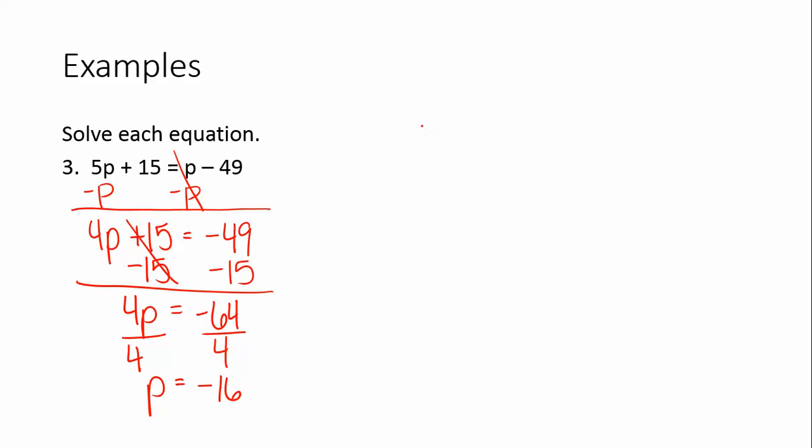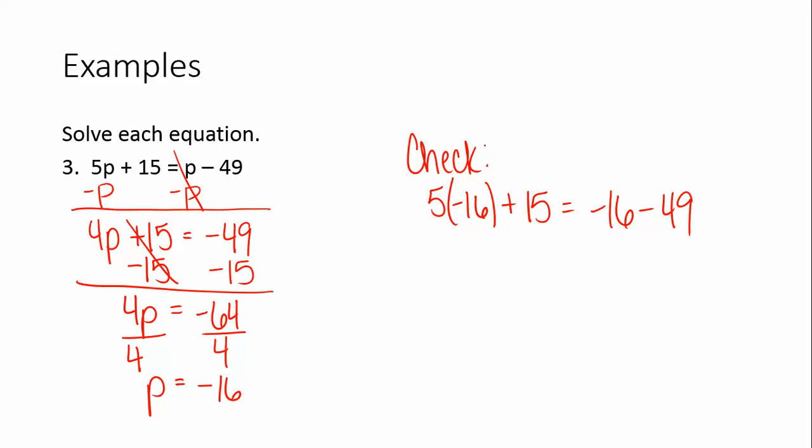And again, let's show one more check because you will have to do some checks on your worksheet. We're plugging that negative 16 in for both p's. So we get 5 times negative 16 plus 15 and negative 16 minus 49. Notice I've plugged the negative 16 in where I see p both places. So 5 times negative 16 is negative 80 plus 15. And we have negative 16 minus 49. You could simplify that there. I just brought that down one more step.